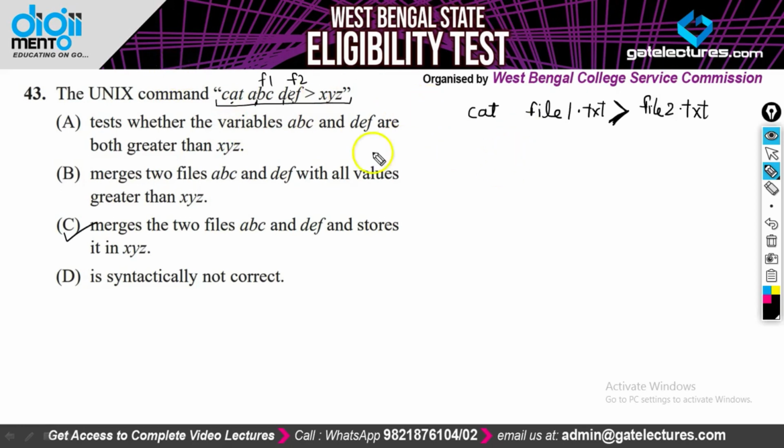I can also write this one as: cat ABC DEF on XYZ. This is also one of the ways I can do the same work, merging these two files and then copying the result to the third file. So option C is right for this.